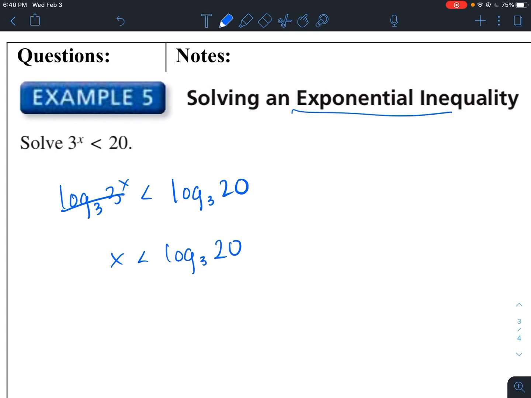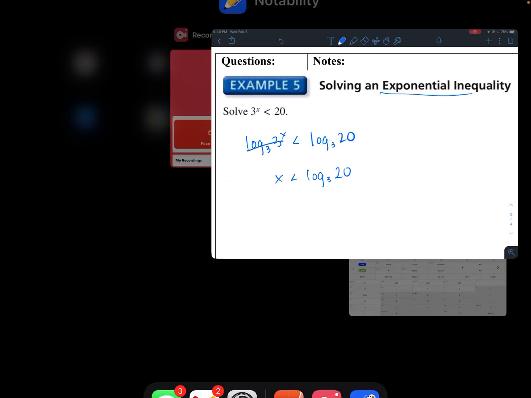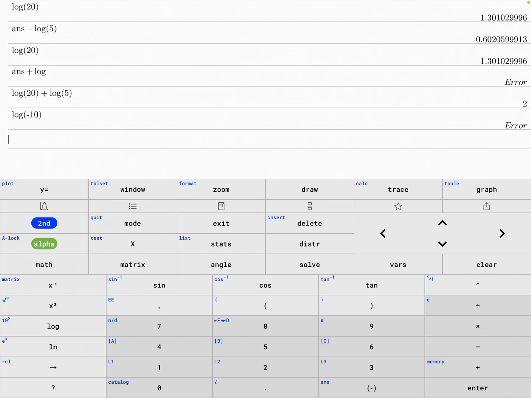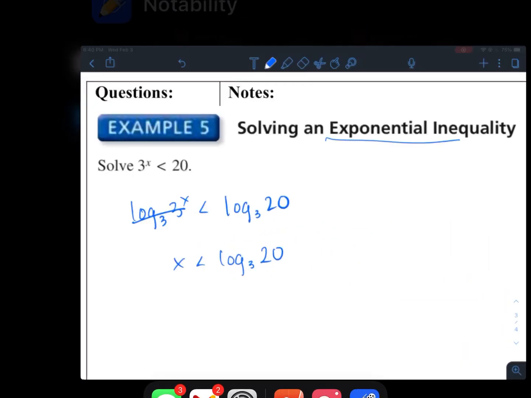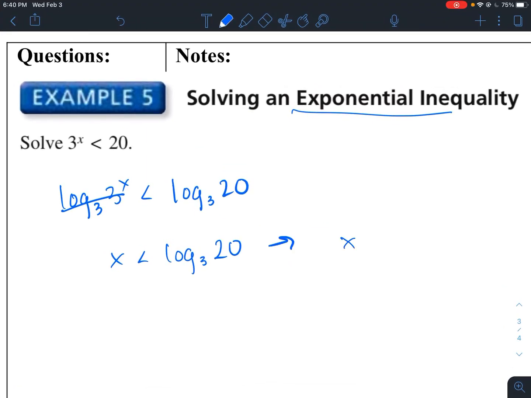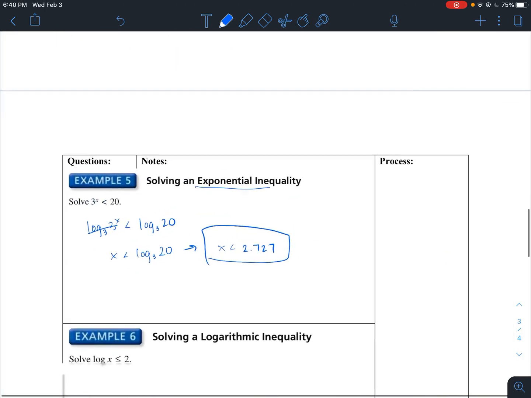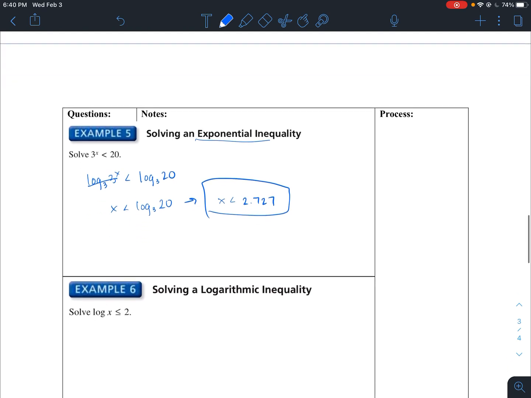And that's really it. So if you plug log of 20 divided by log of 3 into your calculator, you get 2.727. So this becomes x is less than 2.727. There you go. That's really all it is.